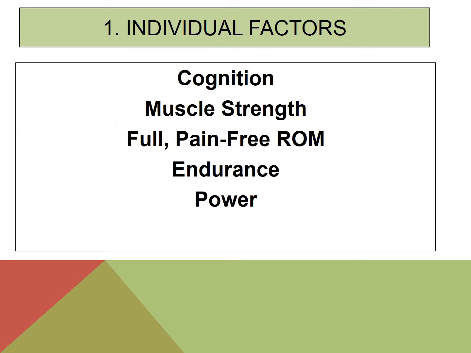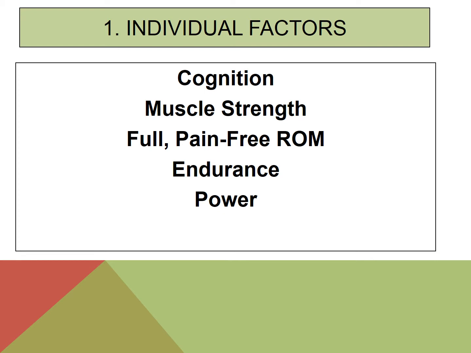There are some individual factors that can affect the performance of a task. The first listed there is cognition. Does your patient understand what you are asking them to do through your instructions of the task? If they have an impairment in their cognition, their performance may suffer just from a lack of understanding of the task. Muscle strength. So we've been talking about this all semester. So if you did do a manual muscle test, do they actually have the muscle strength that is required for that task?